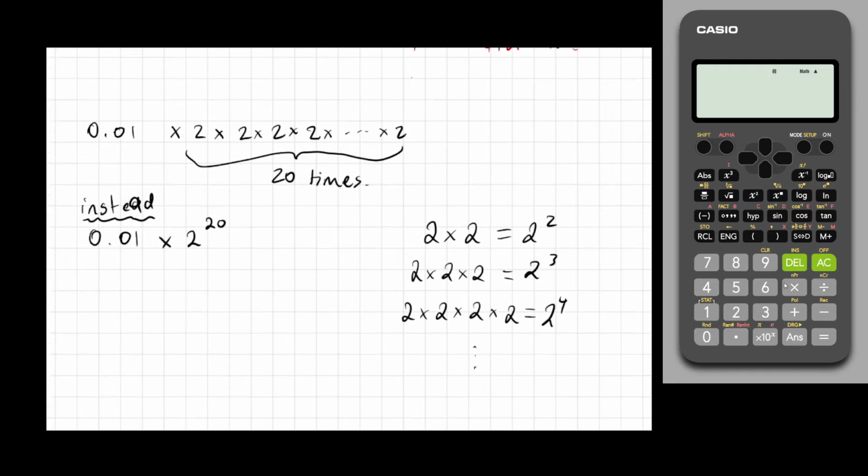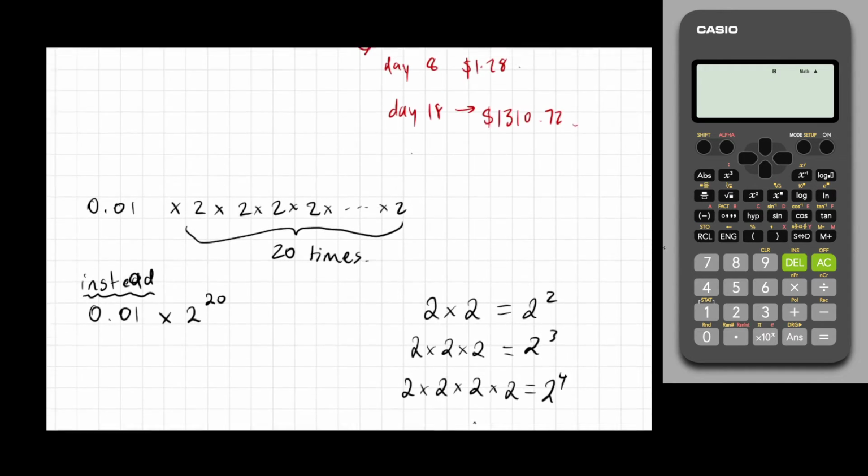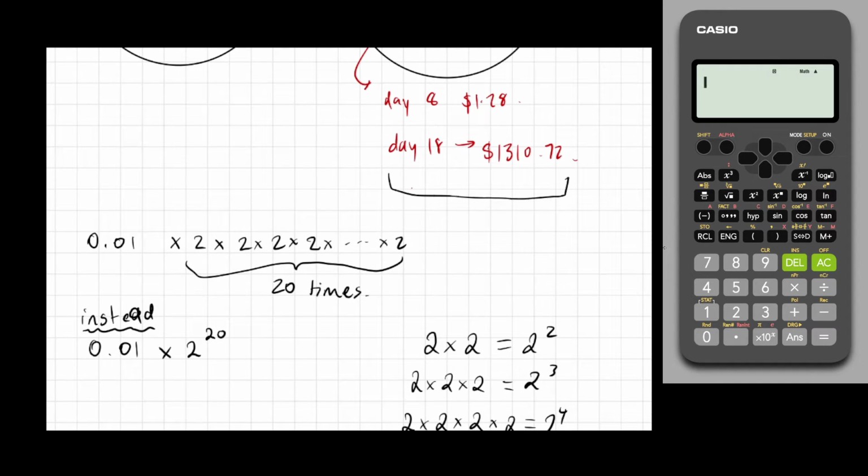We did it before and we got like 5,000 or something. Here we go, day 18 was equal to 1310.72, and that was when I times it by 0.01. So if I do 0.01 times 2 to the power of the amount of days, it was 18 days, and we should get, ooh, I think I've gone one too many. 17 days. Maybe I miscounted.